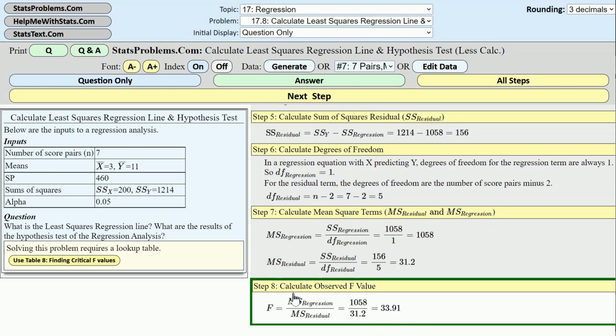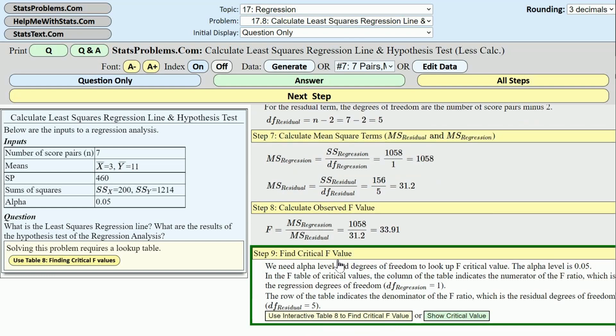In Step 8, we calculate the observed f value. The observed f value is equal to the mean square regression divided by the mean square residual. In this example, f equals 1058 divided by 31.2, which works out to 33.91. In Step 9, we find the critical f value. We need alpha level and degrees of freedom to look up the f critical value. The alpha level is 0.05.